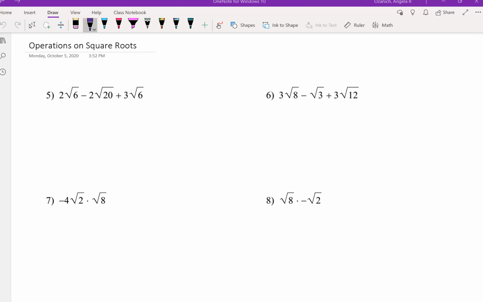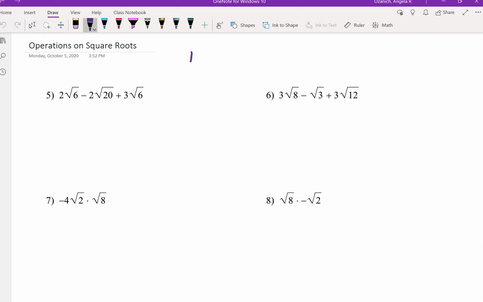Welcome, guys. We are going to do a little bit of work today on remembering how to simplify square roots and also operations on square roots. And really the biggest thing to remember is this.